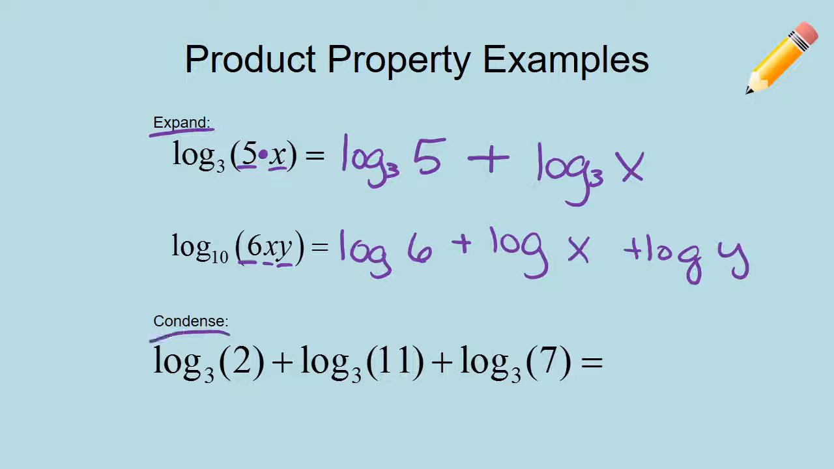Let's go in the reverse. Let's condense, meaning I'm going from 3 logs down to 1 log. Keep the common base. Because all of these are being added, they're all going to be multiplied. Anytime you can take care of any simplifying, you must do that. So in this case, I would take 7 times 11 first, 77, and if I double that, I arrive at 154.